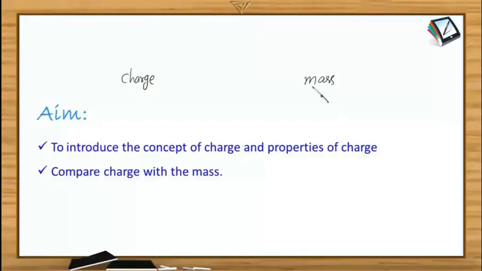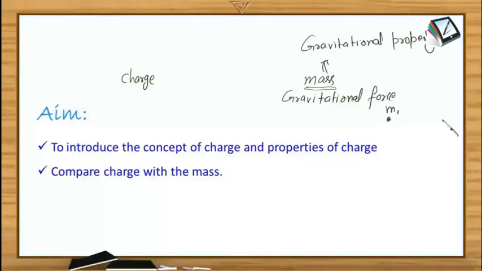And because of this characteristic of mass, when two objects are kept at a separation, they apply a force on each other, a force of attraction. And what is that force? The force is the gravitational force. Basically, mass is known as the gravitational property of matter.